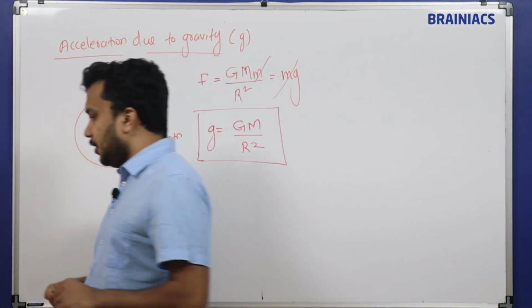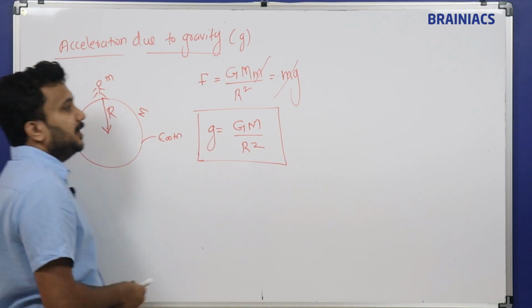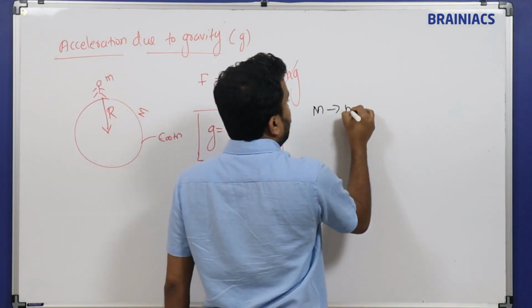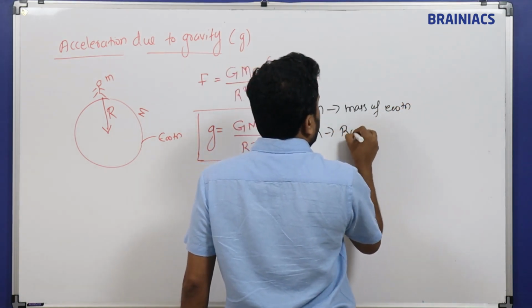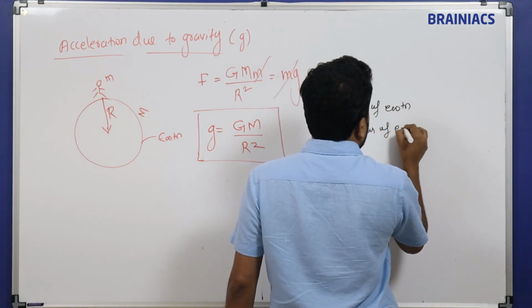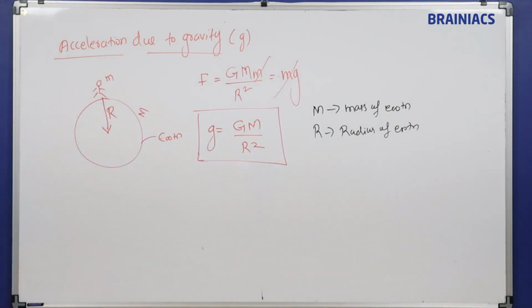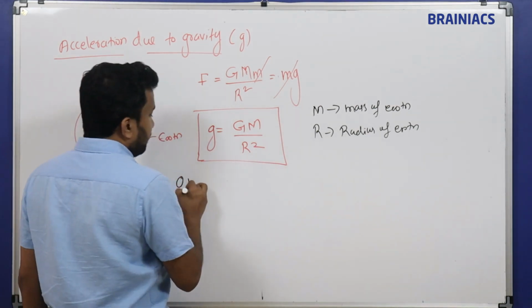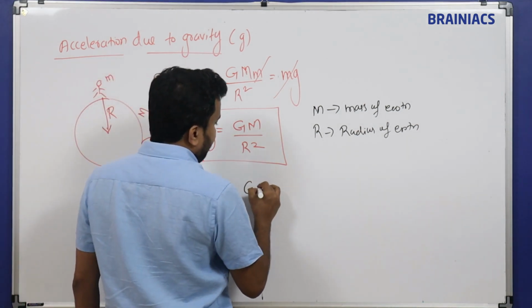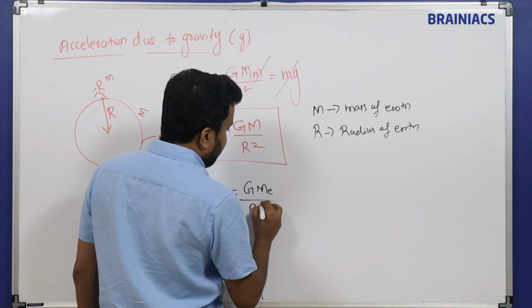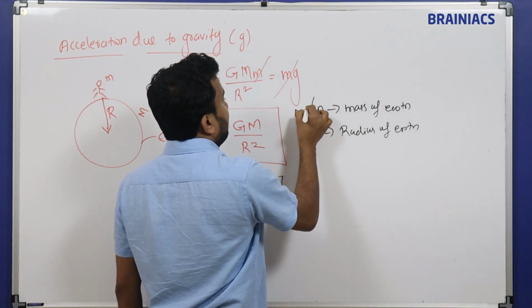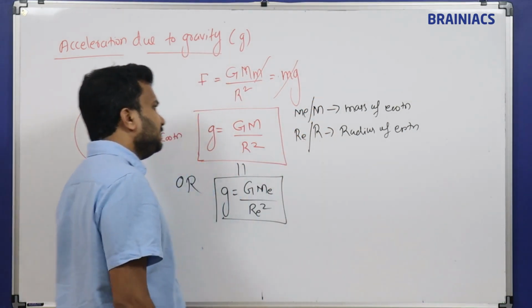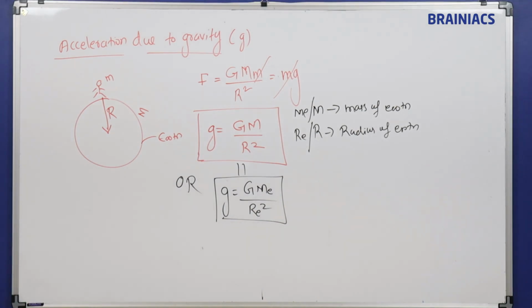Acceleration due to gravity of a body is equal to GM by r square. M is the mass of the earth, R is the radius of the earth. It does not depend on any other factors. It depends only on the mass and the radius. This is one way. Or in some textbooks, as I told before, you can also write it as GM-E by R-E square. Both are the same, one to one. So M or M-E, R or R-E, there is no difference between them.